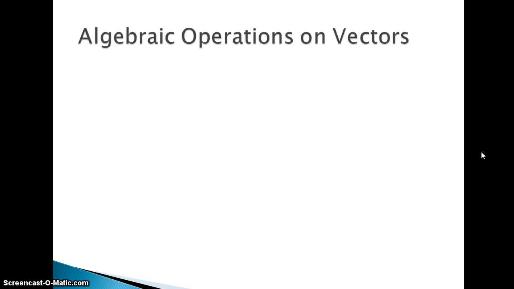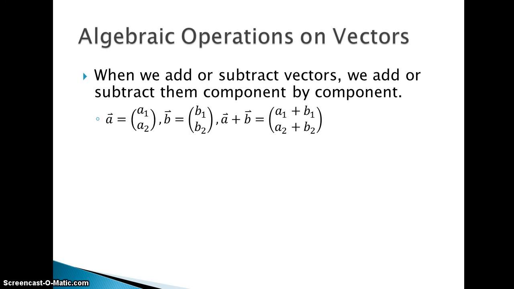So hopefully you were able to follow that reasoning. Alright, next we're going to talk about algebraic operations on vectors, and the good news is this works pretty much how you would expect it to work. When we add or subtract vectors, guess what? We add or subtract them component by component. So here's the example for addition. With subtraction, it's exactly the same.